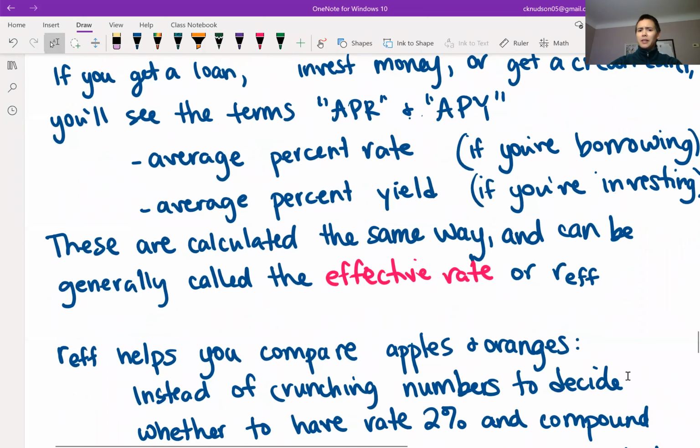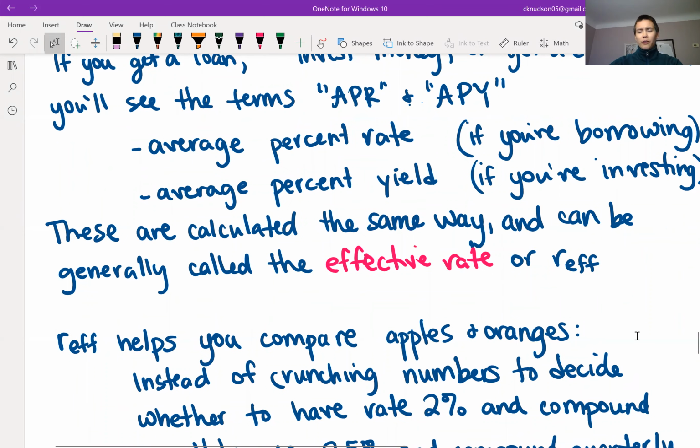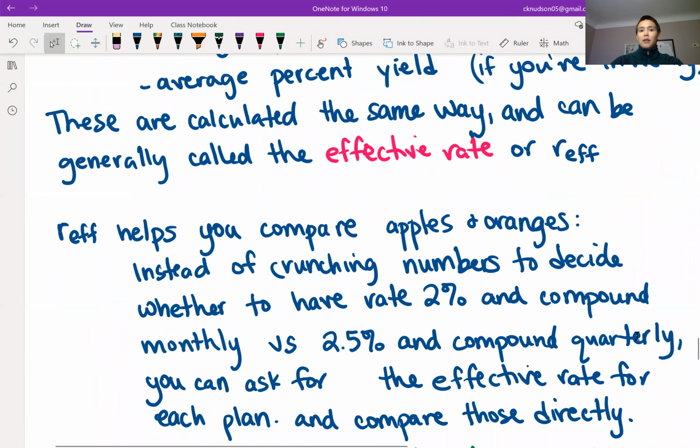Okay, so what is the purpose of the APR, APY, or effective rate? Essentially, the way I see it is that the effective rate helps you compare apples and oranges. Say one bank is telling you that you can borrow money at a rate of 2%, but it will be compounded monthly. And a different bank is telling you you could borrow money at the rate 2.5%, but it will be compounded quarterly. Which one's going to be better? Without having the APR, you would have to do some math to see how much you'll be spending in each scenario.